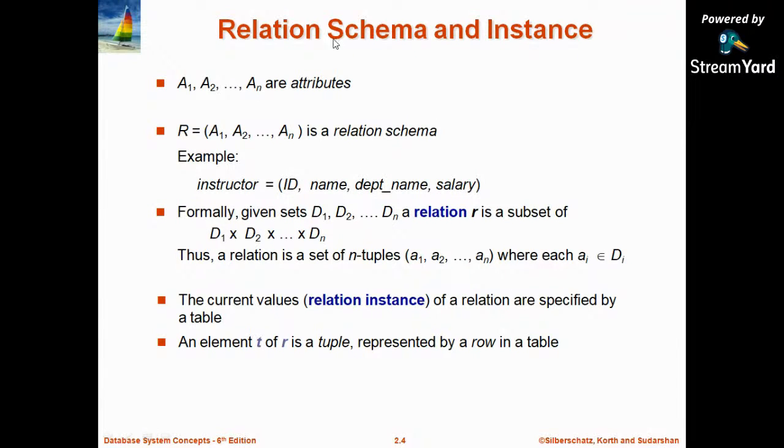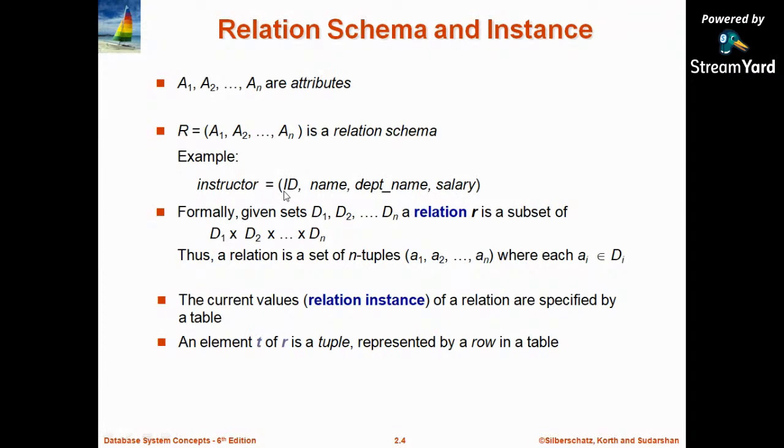Now we are coming to the definition of a relational schema. A relational schema is represented as R = (A1, A2, ..., An). It says that A1 is an attribute, A2 is an attribute. So a relation can be represented as instructor = (ID, name, department name, salary). You can represent the relation schema like this.